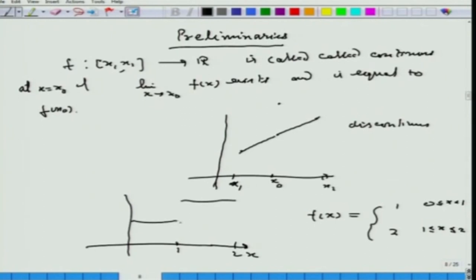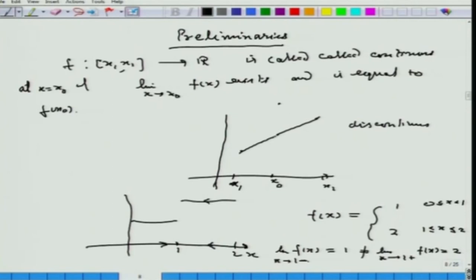So, the left limit here is 1 at this point. The limit of f x as x tends to 1 minus means you approach the point 1 from the left side. So, this will be equal to 1, and if you take the limit as x tends to 1 plus, that means you approach from this side, so it will go to 2. These two are not equal, and therefore this limit does not exist, and therefore the function is discontinuous, which can be seen intuitively also from this figure that there is a discontinuity here.